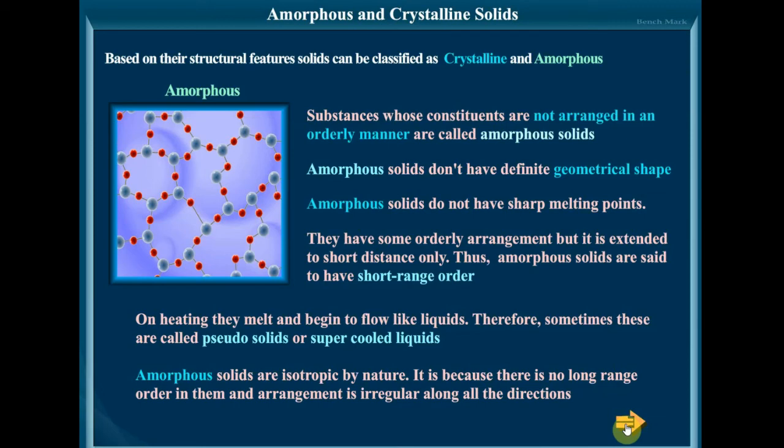One more important point that I would like to mention is that any crystalline solid can be changed into an amorphous solid by melting it and then cooling the molten mass rapidly. That is, you can heat it, melt it, and then cool it rapidly. Then the crystalline solid can be converted into an amorphous solid. Similarly, when amorphous solids are heated slowly, they become crystalline at some temperatures. Examples of amorphous solids are glass, wax, rubber, etc.